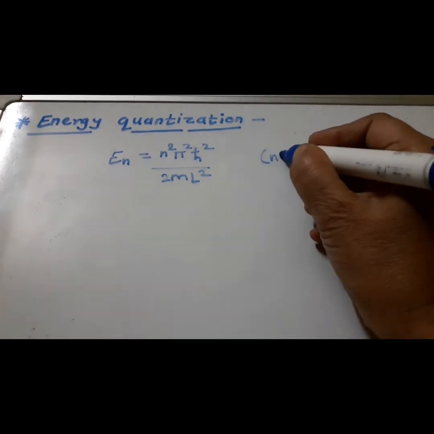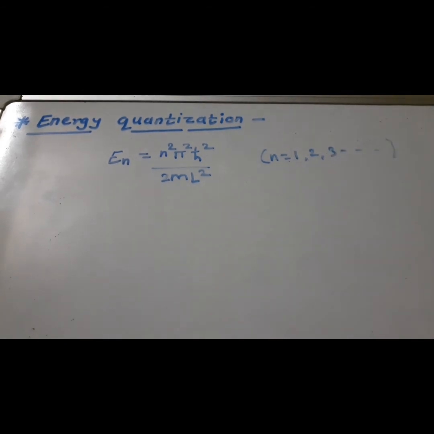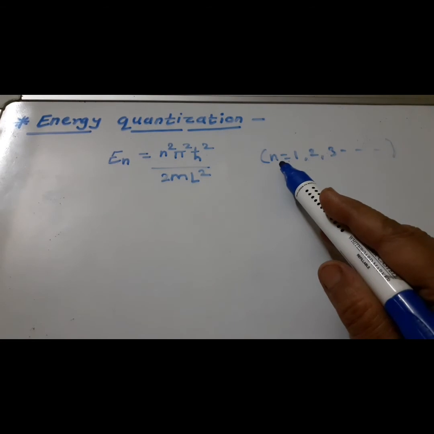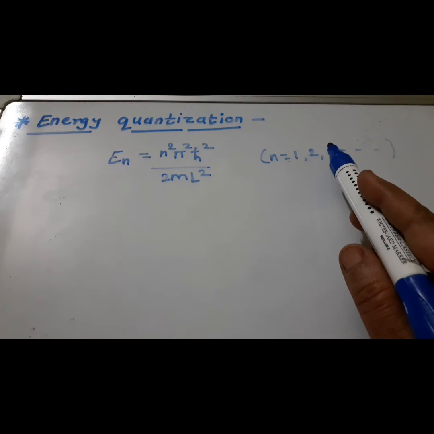In this equation, En is the energy, where n is an integer with values n = 1, 2, 3. Thus, the particle can have only certain discrete energy values. Then we can write down the energies by putting in the values of n, that is E1, E2, E3, etc.